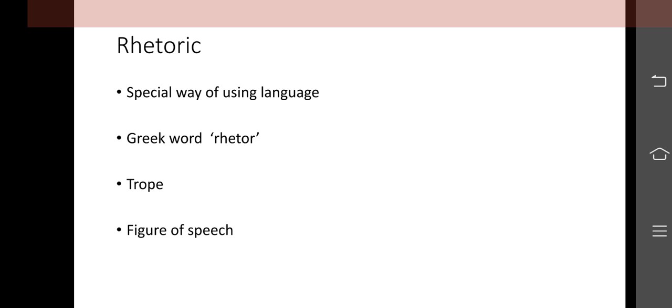Okay. So, rhetoric is the art of using language for persuasion. It is actually a special way of how we use language. The term rhetoric was first coined from the Greek word rhetor. Okay, so if we see, our thought process and ideas can be expressed in mostly two ways. On one hand, we have trope, and on the other hand, we have figures of speech.